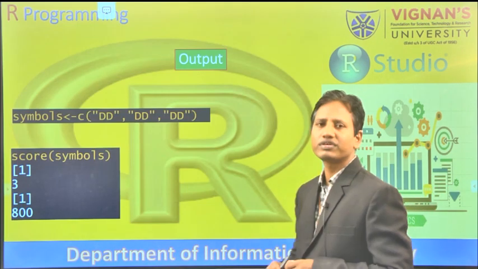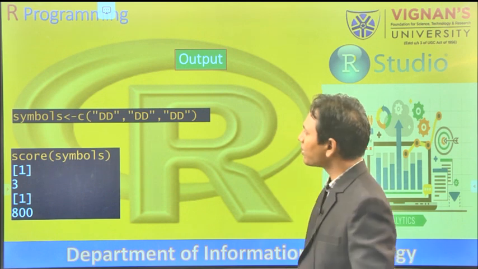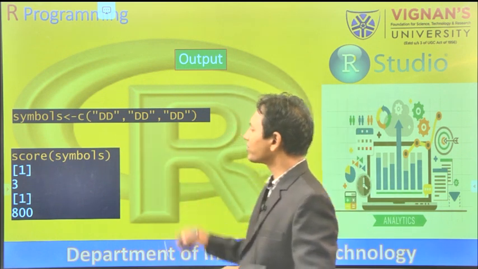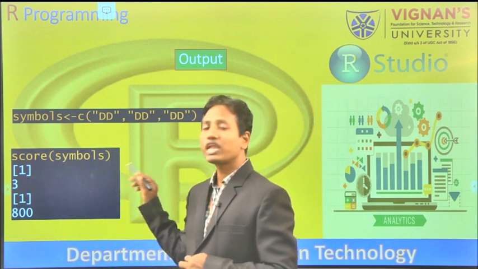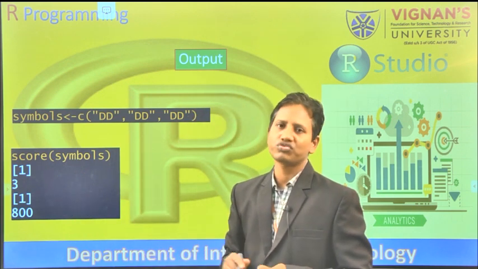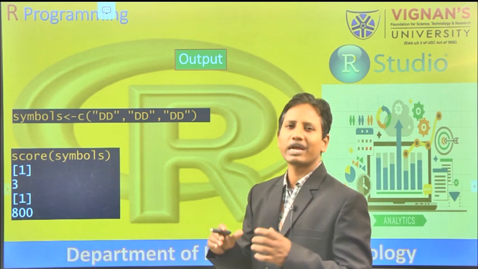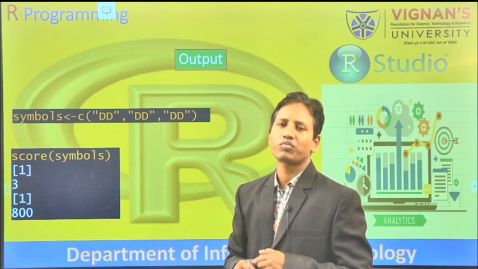Let us see the output of this code. Okay, if I pass triple D, then the output I got is 800. This entire code is executed in RStudio, the IDE which is used for R programming.